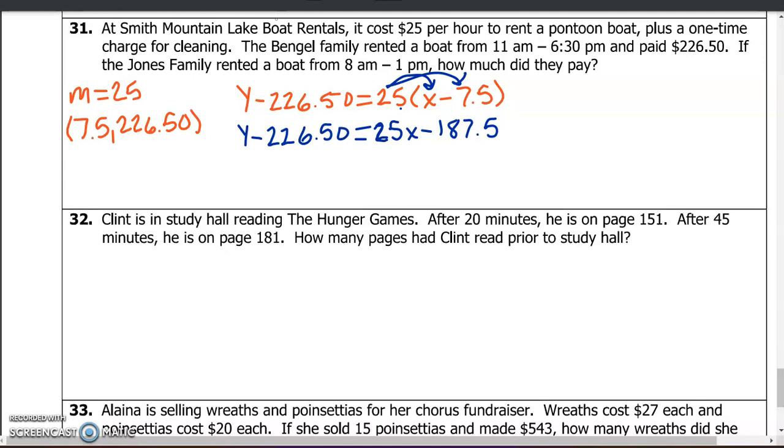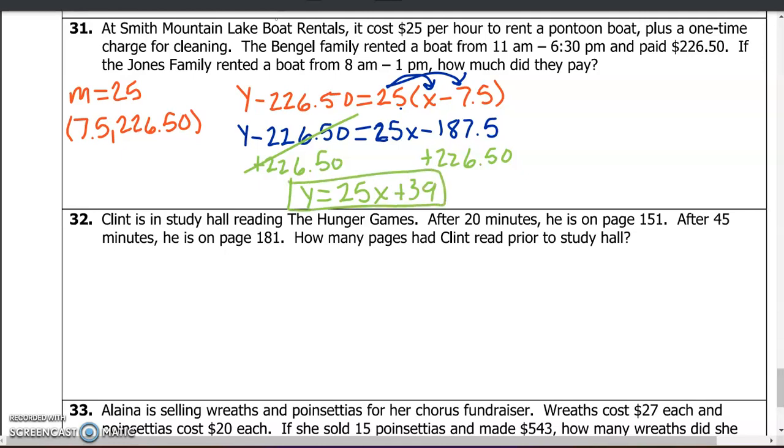Okay, then my last step is to just get rid of that 226.50. So we're going to add 226.50 to each side. Okay, so that cancels out. We get y equals 25x. Now we have 226.50 minus the 187.50, which leaves us with $39. So we got plus 39. So that would be your equation.